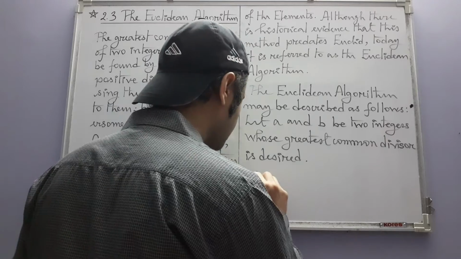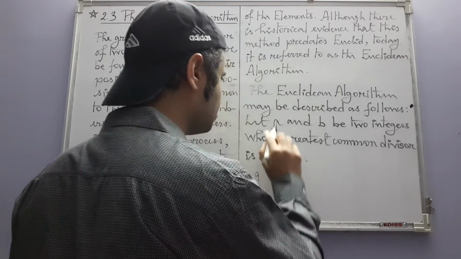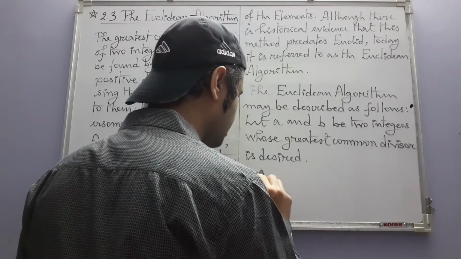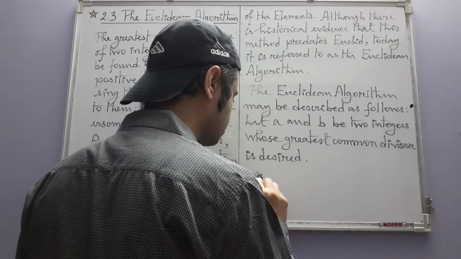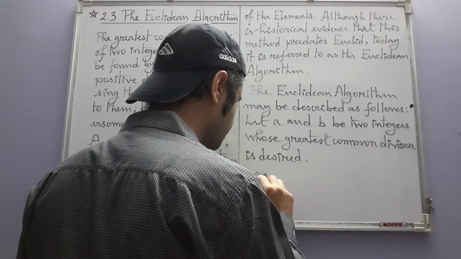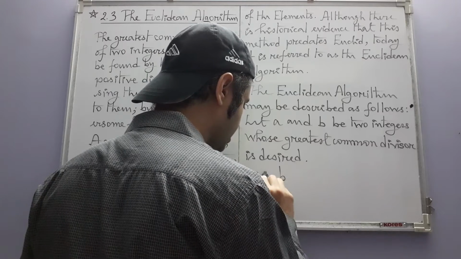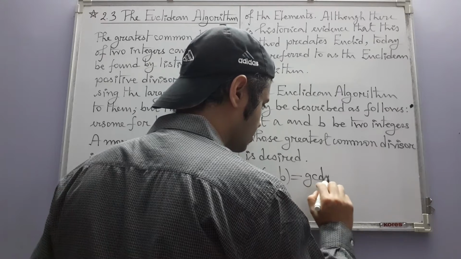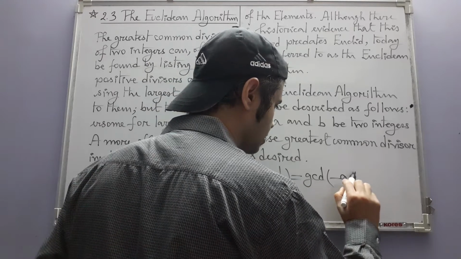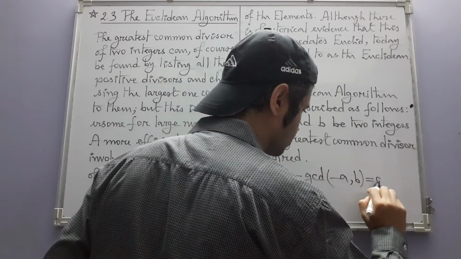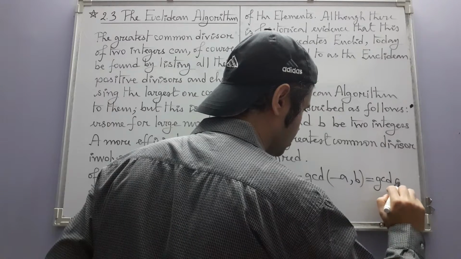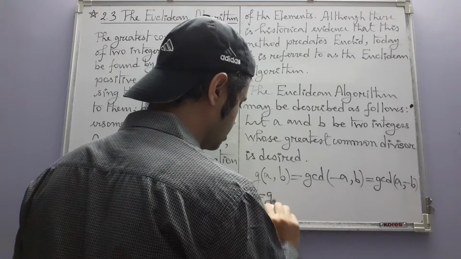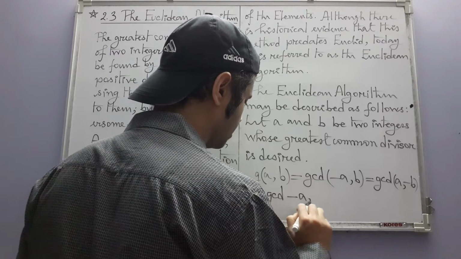What I mean by that is this: if A and B are two, say, positive integers, then we have already seen, in fact we mentioned this before, that GCD of A and B is equal to the GCD of minus A and B, that is equal to the GCD of A and minus B, and that is equal to the GCD of minus A and minus B.